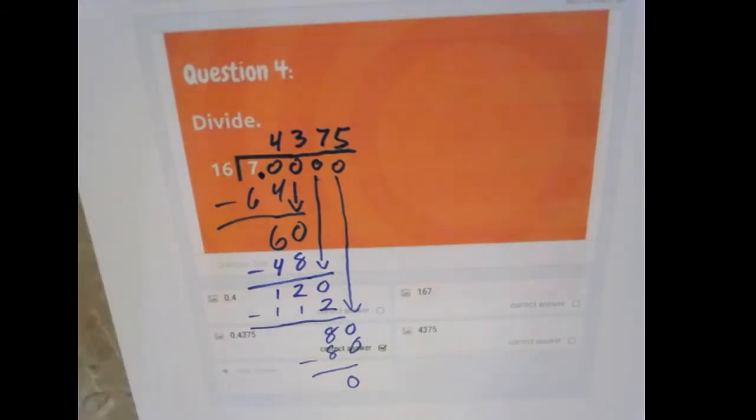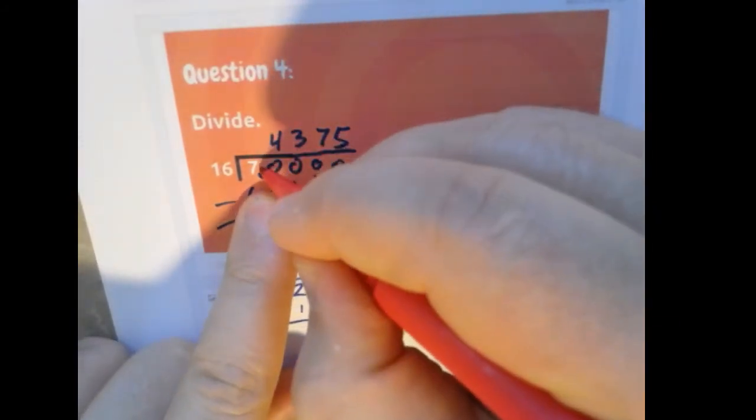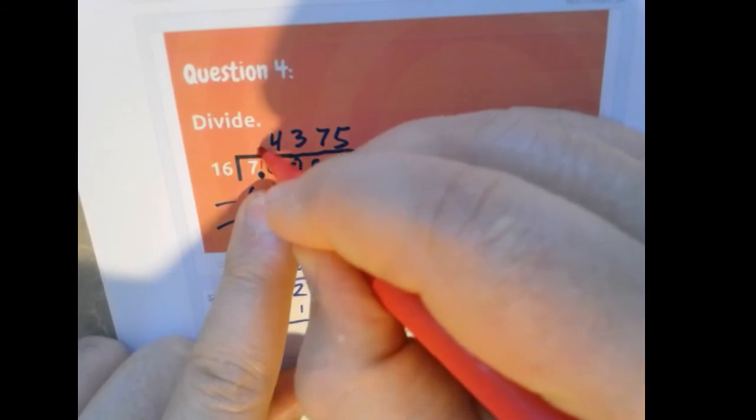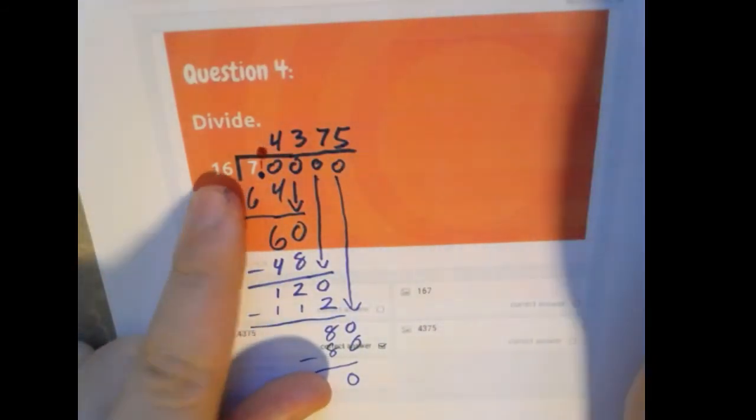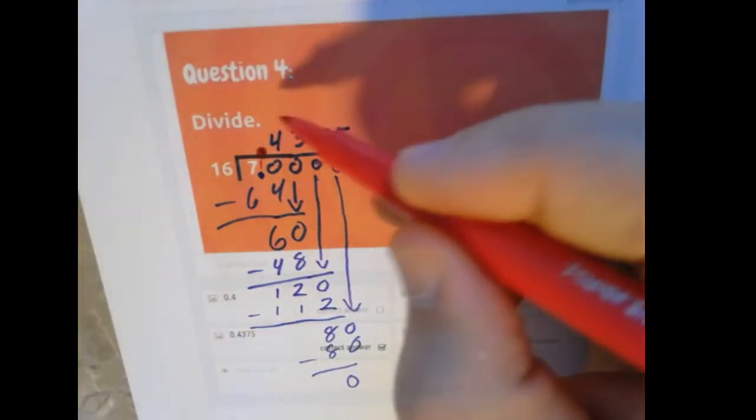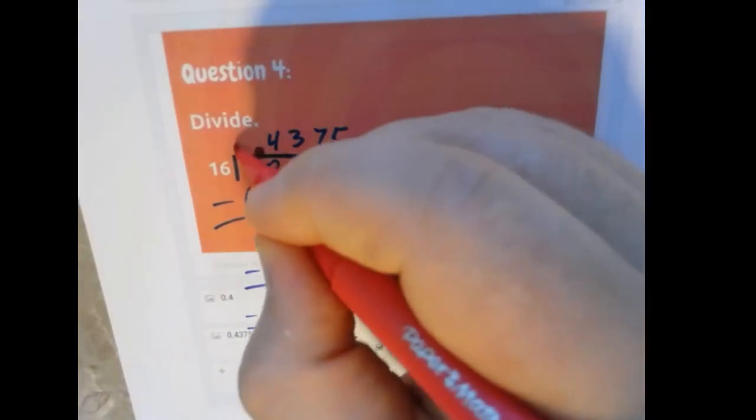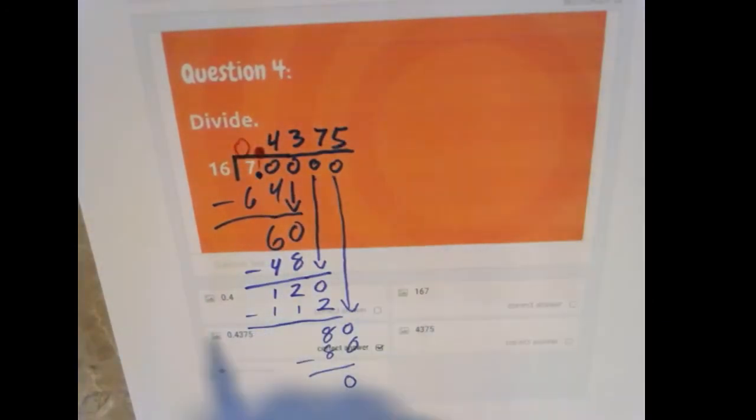But we have to figure out where the decimal is going to go. So if we kept track of it here, it's going to go straight up. And notice we didn't do any manipulation of the divisor, so we don't have to do any shifting after the fact. So really what we're looking at is 0.4375 right there.